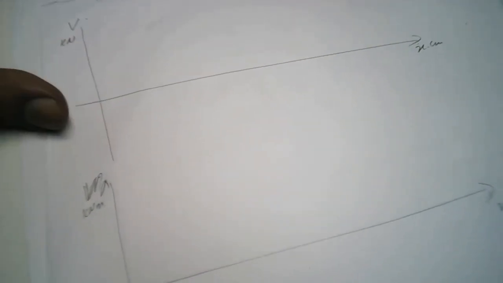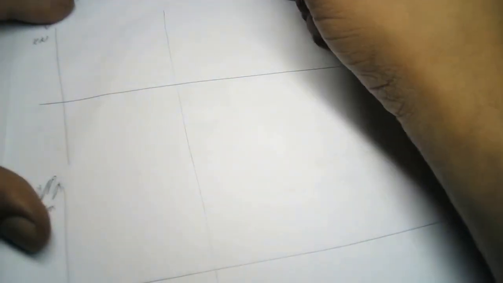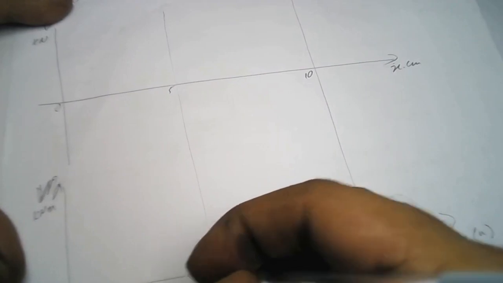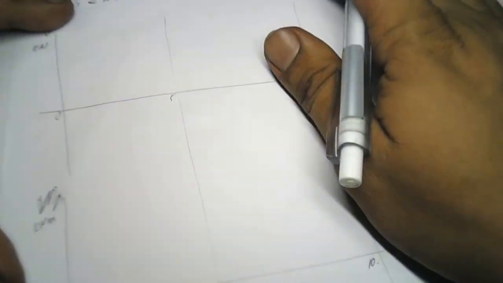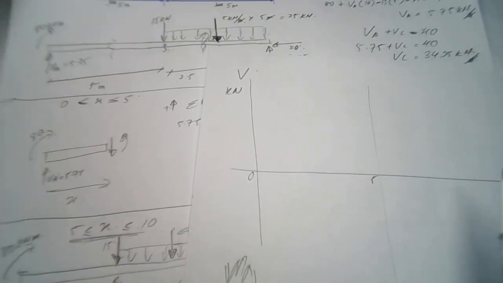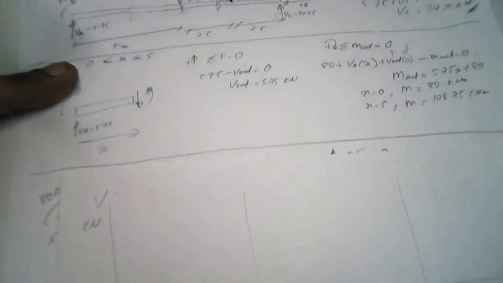So here I divide our graph axis into 2 parts. This one is 0, this one is 5, this one is 10. 0, 5, 10. For the first segment here, I refer back to what we have computed just now.